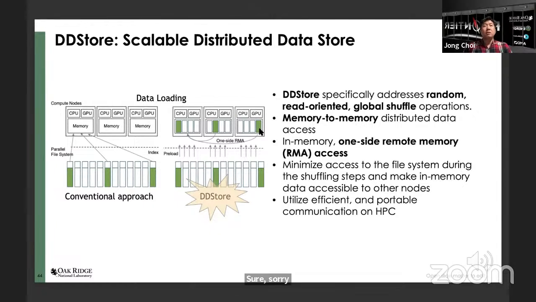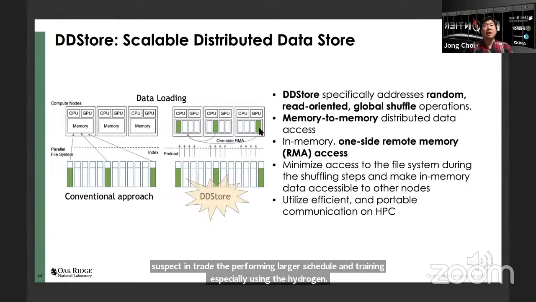Right. So the key performance aspect in performing large-scale GNN training, especially using HydrogenNN, we found, is that I/O is one of the key performance elements.